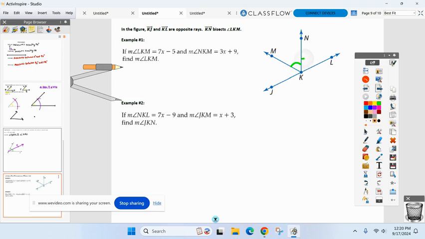Great job naming them. So those are the only two angles. Get used to that. I read the directions, I mark the diagram. Now we can start the problem. All right, here we go.